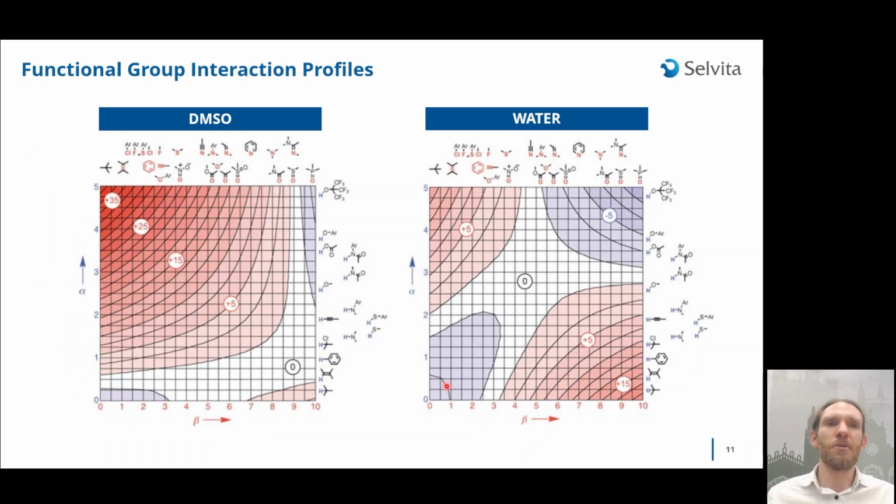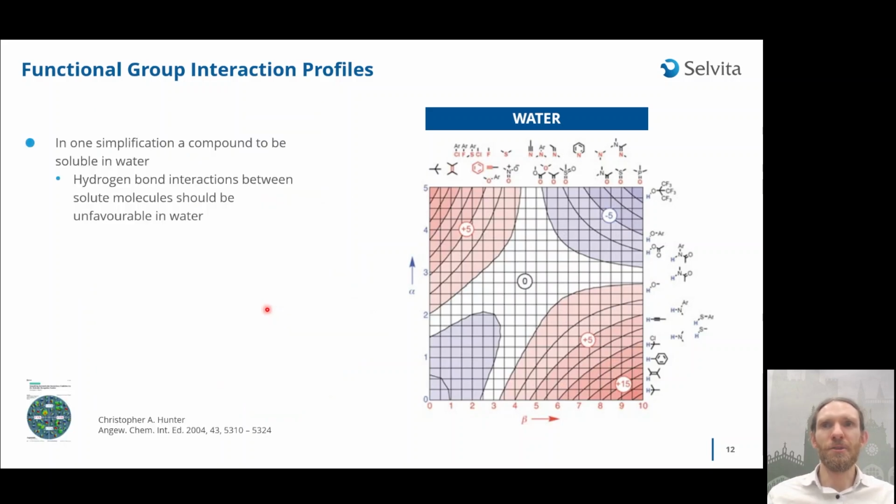So, comparing DMSO and water, there is a big difference between the two of them. But how does this affect solubility? How can we explain solubility in water? We described a moment ago that DMSO is a good solvent for almost everything because those interactions are unfavorable in DMSO. And so we can infer from this, in one simplification, that a compound to be soluble in water will need to have unfavorable interactions with itself in water. So on this chart, the functional groups found in the compound that we are making, with other groups found in the compound, will need to be unfavorable here in the red zone, and the interactions with water should be favorable.